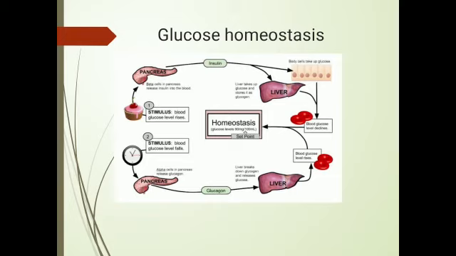Whereas if you fast, or if you don't take food for a longer time, the blood glucose tends to decrease. This decreased blood glucose will stimulate glucagon secretion from the alpha cells. Glucagon rises, it acts on the liver and adipose tissue, and it will tend to increase the blood glucose back to normal.